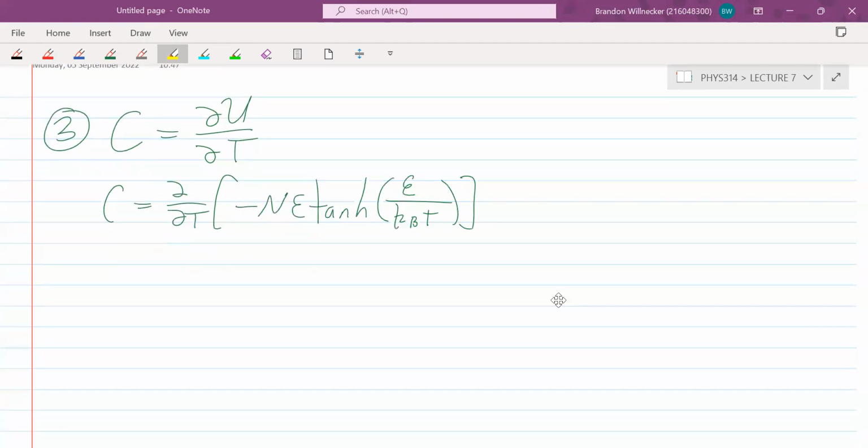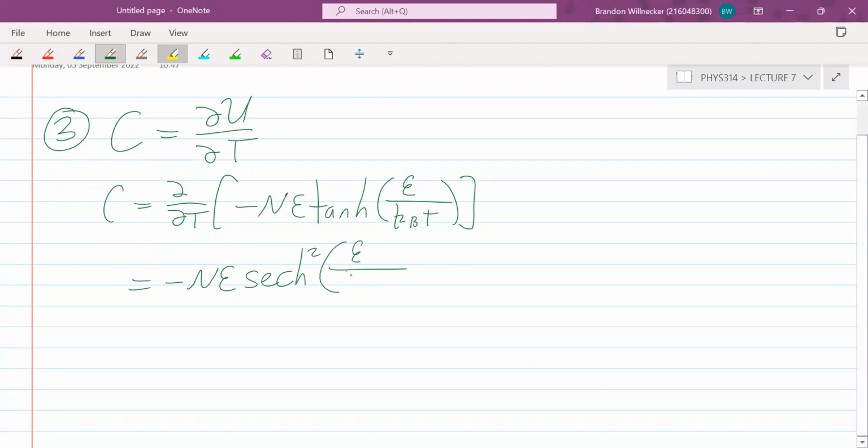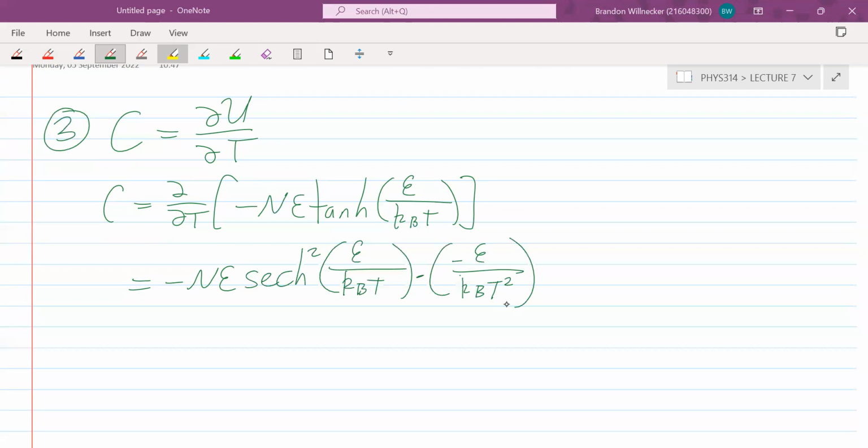Pretty straightforward to differentiate this. We're going to get minus n epsilon. The derivative of tanh is sech squared, similar to those trig functions. So this is going to be sech squared of the inside bit, times the derivative of the inside bit. So that's minus epsilon over kBT squared. And of course, you can leave it like this.